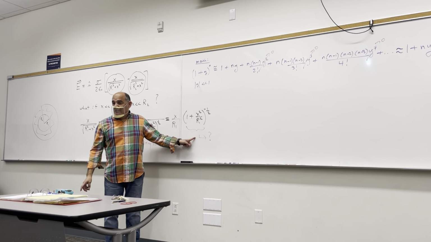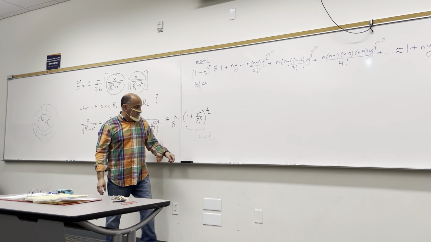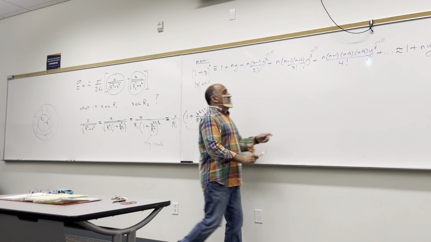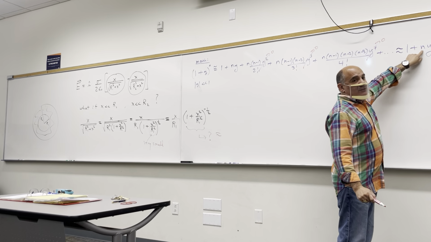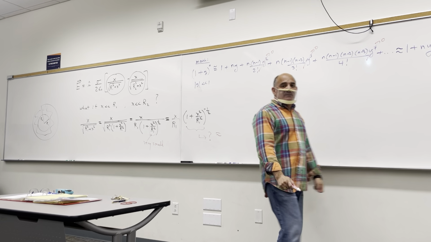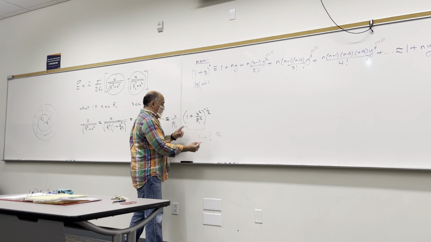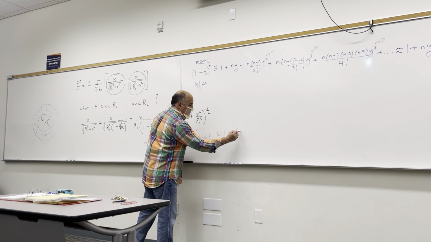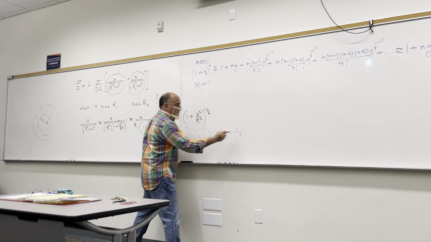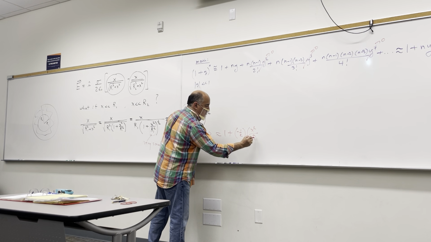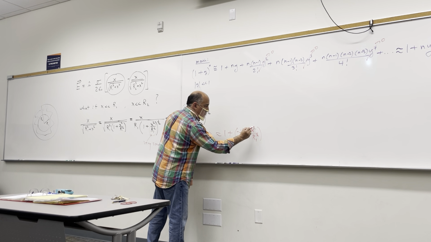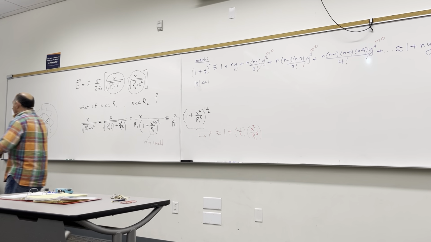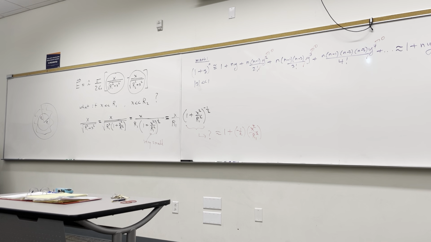So this expression over here, just this quantity over here, approximates to 1 plus the exponent multiplied by the small quantity. So this will be 1 plus the exponent, which is minus 1/2, multiplied by the small quantity. Yes? And you do that for the other term as well.